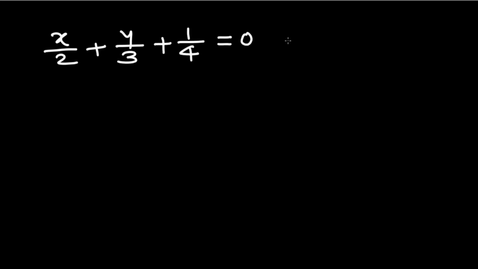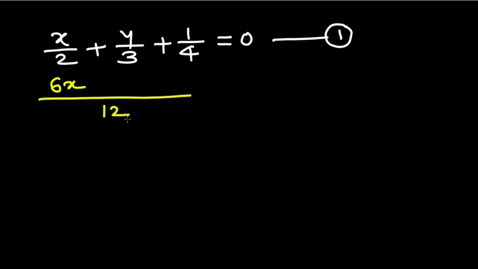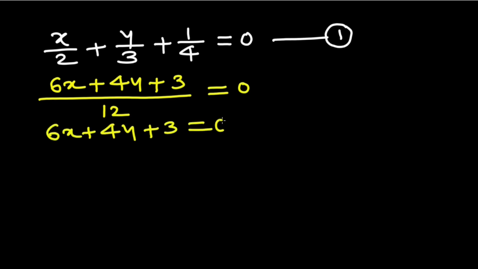How to find the slope and both intercepts of the equation x by 2 plus y by 3 plus 1 by 4 equals 0? Let us name this equation 1. Next, we will simplify this equation. The LCM of 2, 3 and 4 will be 12. So 12 by 2 is 6, so it will be 6x. 12 by 3 is 4, so it will be 4y, plus 12 by 4 is 3, so it will be 3 equals 0. So that will be 6x plus 4y plus 3 equals 0.